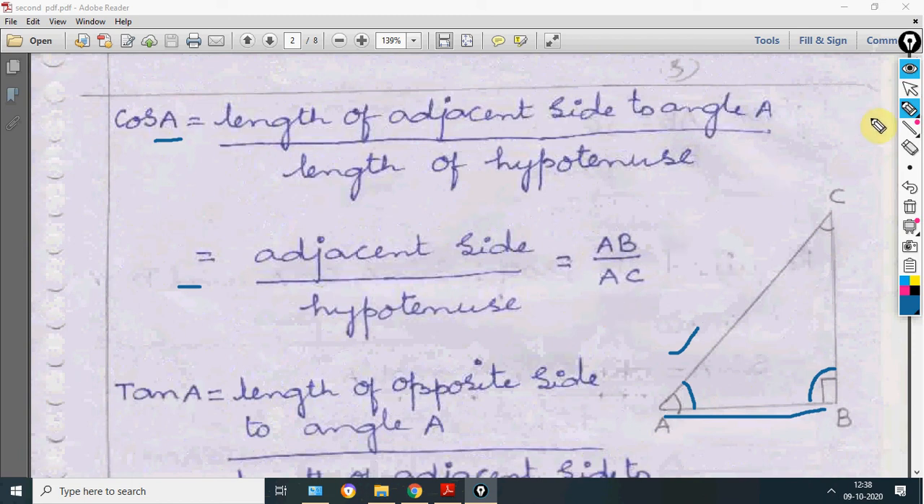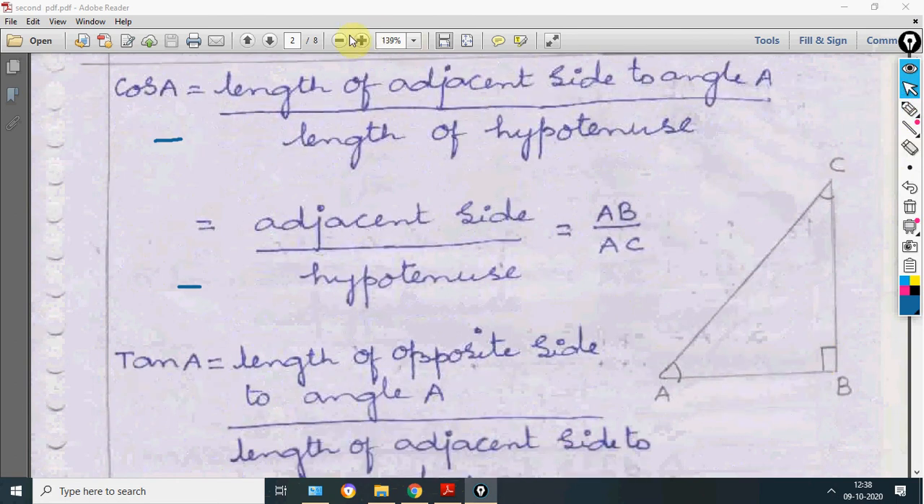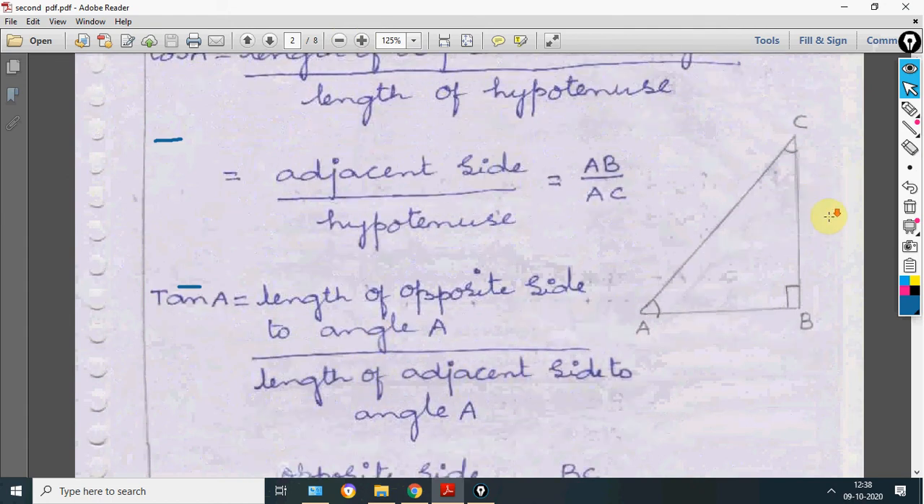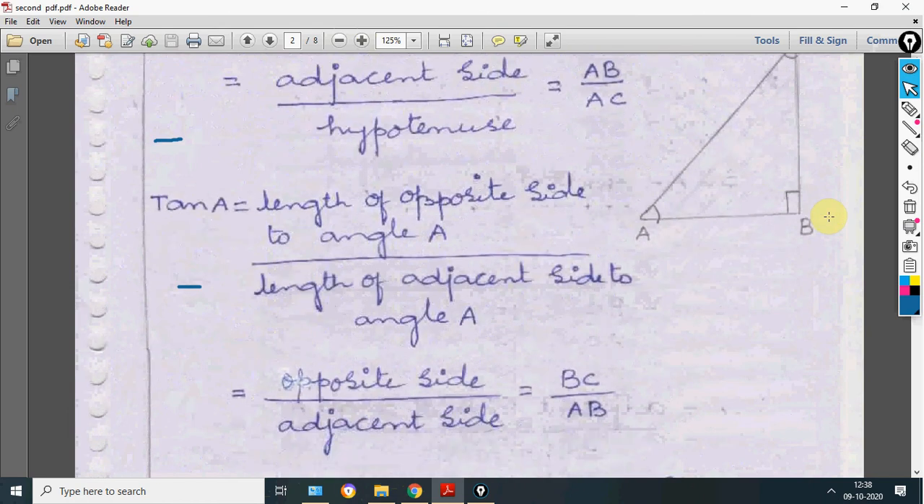AC is hypotenuse. Next, the third trigonometric ratio. What is the third trigonometric ratio? Yes, it is tan A. What is tan A? Tan A is equal to the length of the side opposite to angle A by the length of the side adjacent to angle A. So what is the formula for tan A? It is nothing but opposite side by adjacent side. Simple formula: tan A equals opposite side by adjacent side.